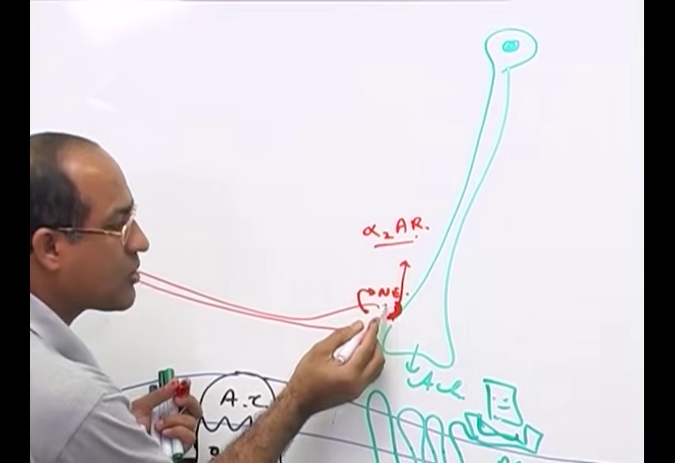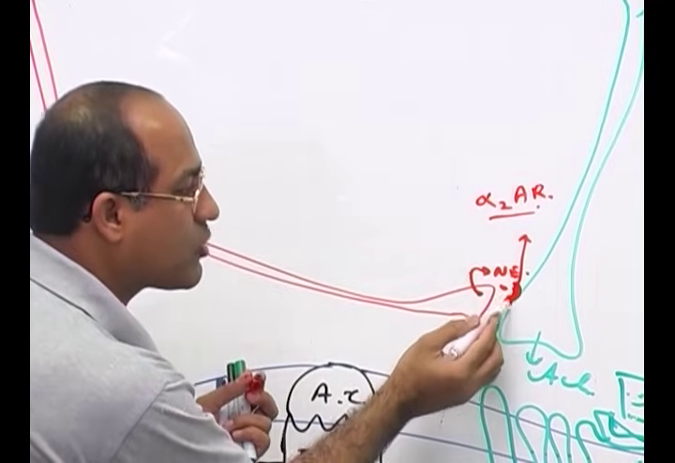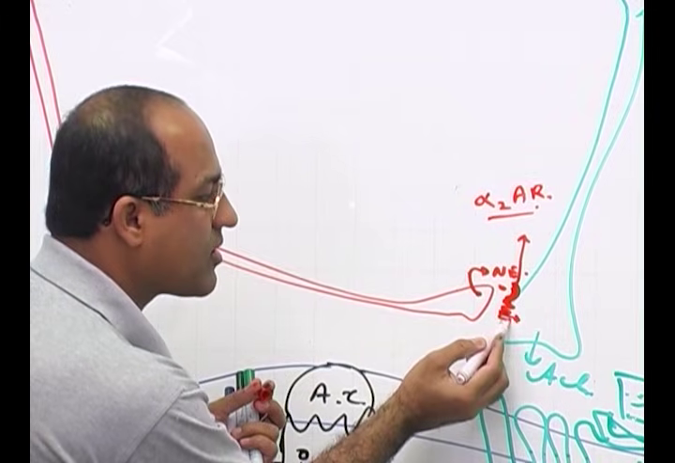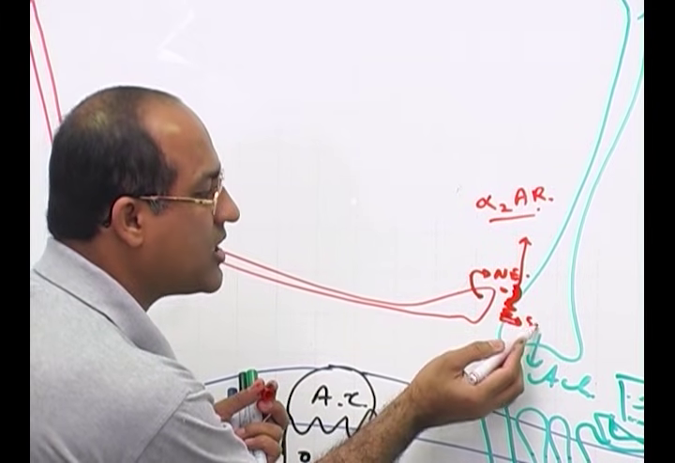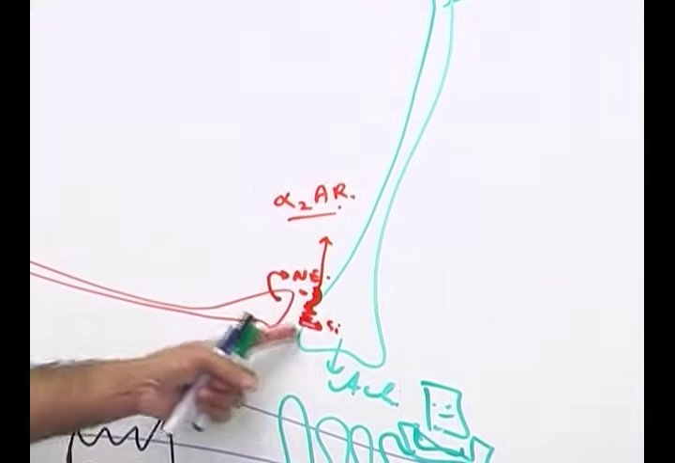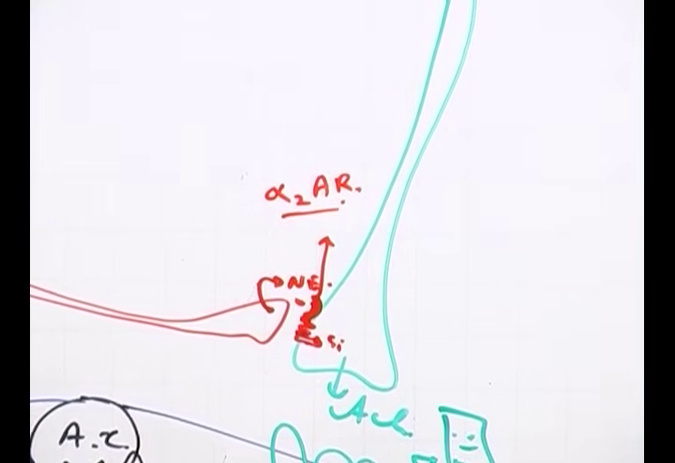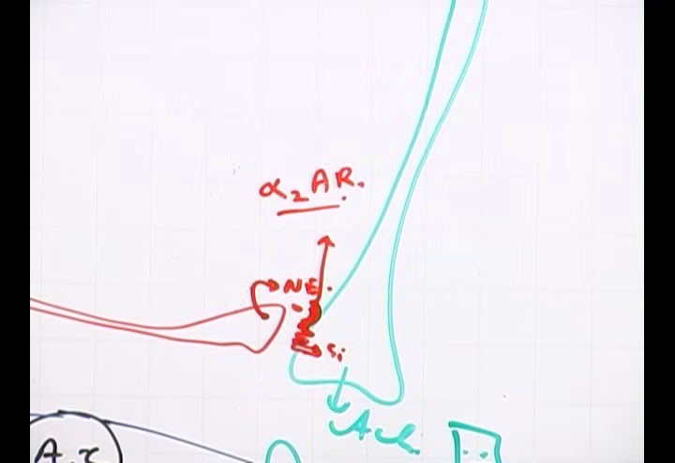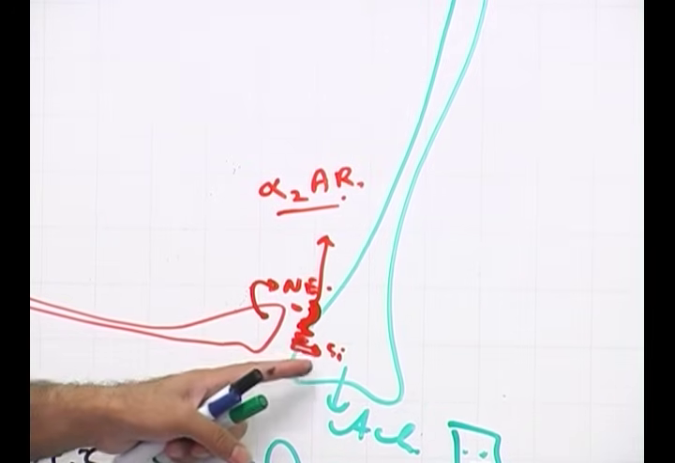This norepinephrine stimulates the alpha 2, and alpha 2 receptor leads to intracellular effects. It is also coupled with G inhibitory, and this alpha 2 receptor eventually leads to what type of problem? This alpha 2 receptor causes inhibition of the nerve ending.